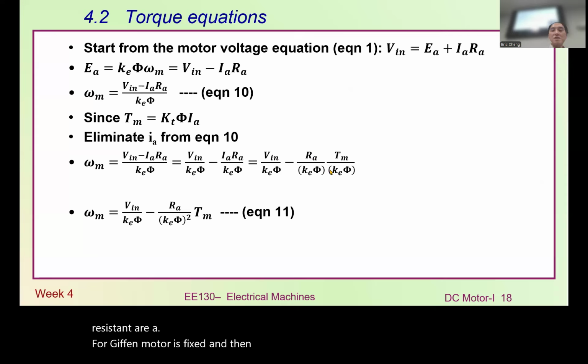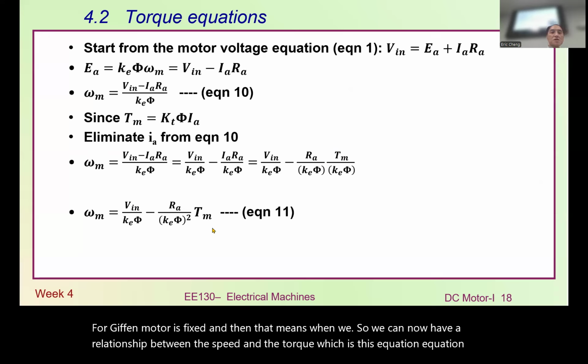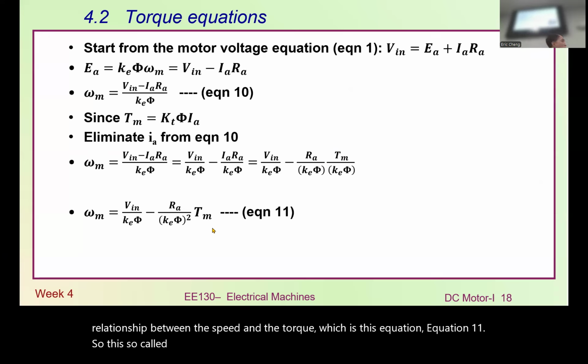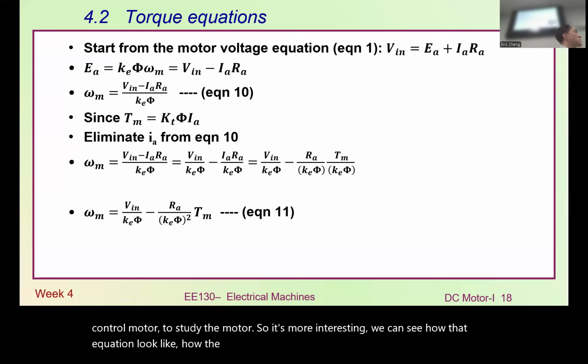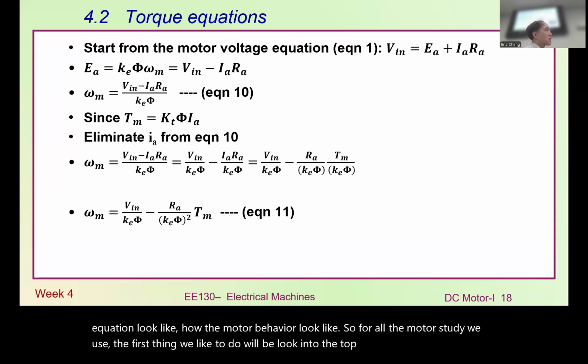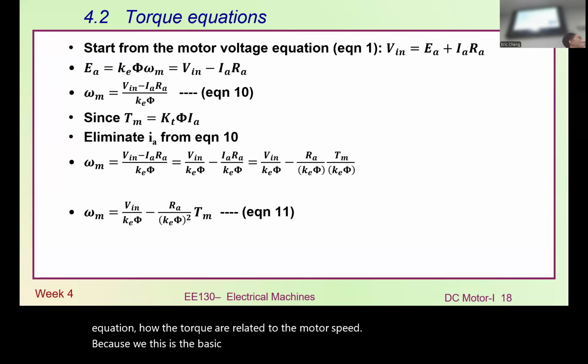And the motor resistance, RA, for a given motor is fixed. So now we have a relationship between the speed and the torque, which is this equation 11. This is the so-called speed and torque equation, the equation we use to control the motor and to study the motor. It's interesting to see how the equation looks and how the motor behaves. For all motor study, the first thing we usually like to do is look into the torque characteristic, the torque equation, and how the torque is related to the motor speed. Because this is the basic criterion for understanding all motion control.